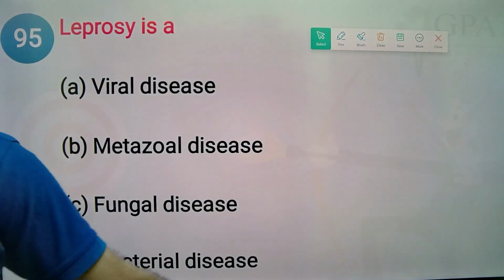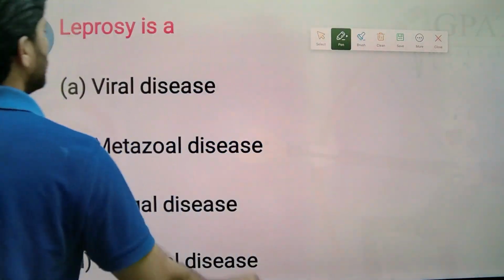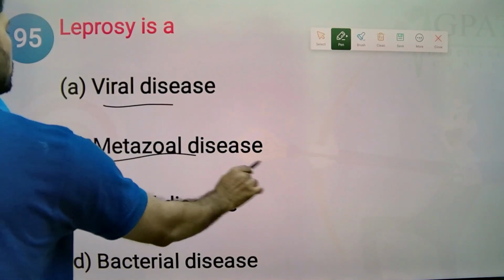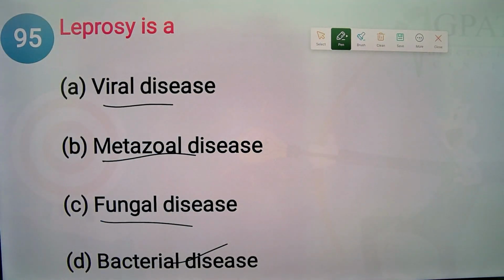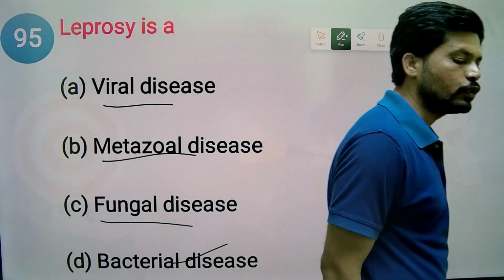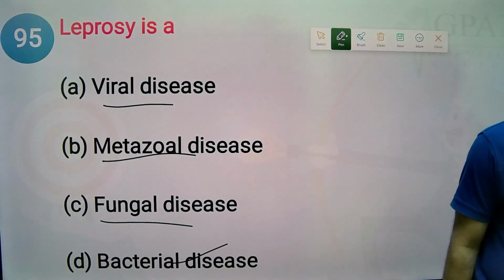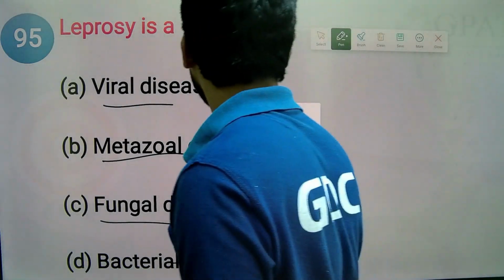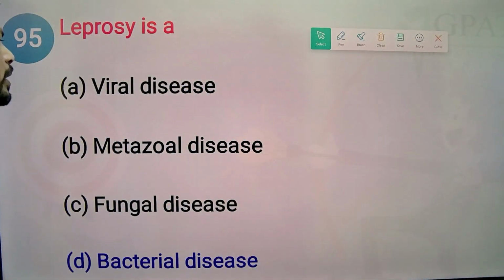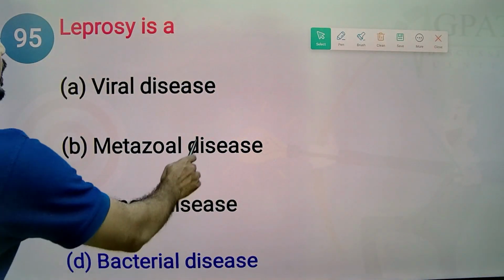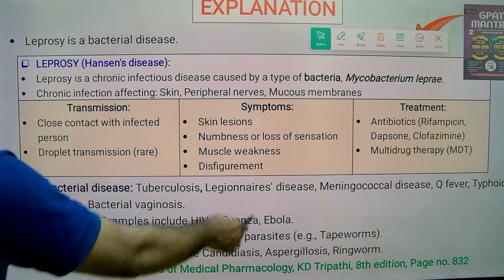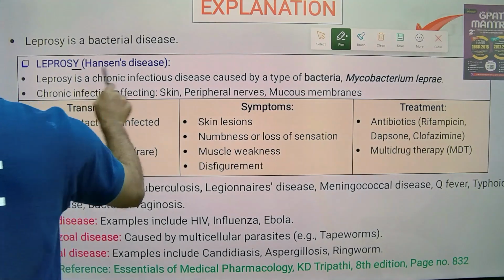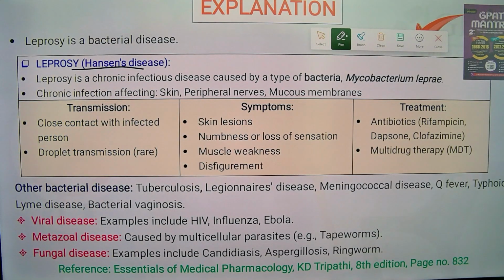Next, leprosy is a viral disease, metazoal disease, fungal disease, or bacterial disease? Leprosy is caused by Mycobacterium leprae. Mycobacterium leprae is an acid-fast bacterium. It also comes under bacteria, but it is acid-fast, and undergoes acid-fast staining for identification and differentiation. Leprosy is also known as Hansen's disease, after the scientist Hansen.